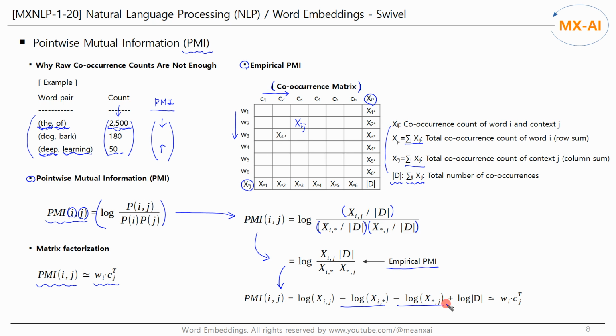Words that appear very frequently receive a larger penalty, preventing them from dominating the PMI values. For example, the word "the" has an extremely large xi star, so the term minus log xi star becomes more negative. As a result, the PMI value is reduced, correcting the misleading impression created by the raw co-occurrence count. This is exactly why PMI works so well.